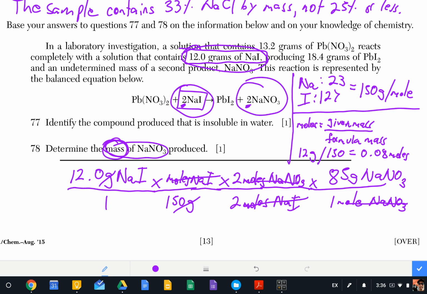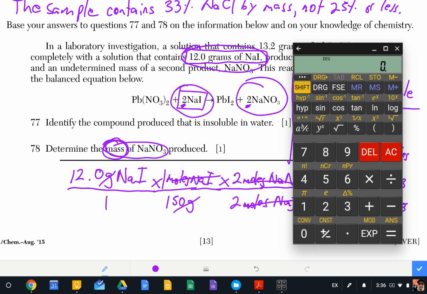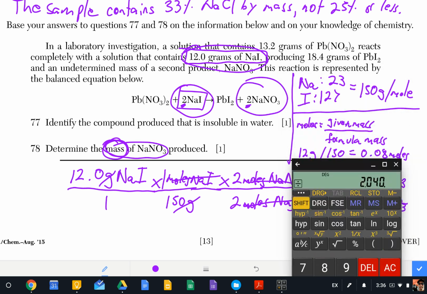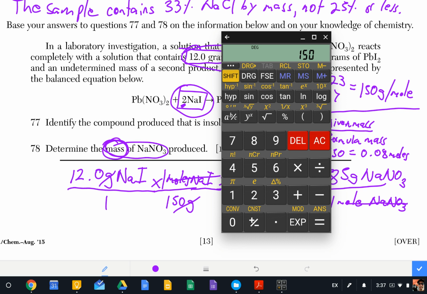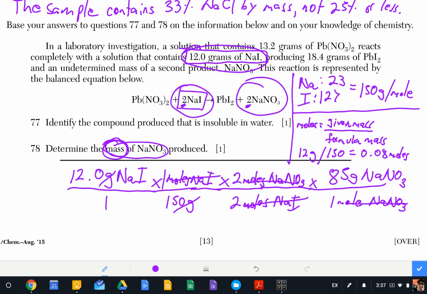So the top is going to be 12 times 1 times 2 times 85, now divided by 150 times 2. There we go. The amount of sodium nitrate produced is 6.8 grams. So the answer is 6.8 grams of sodium nitrate were produced.